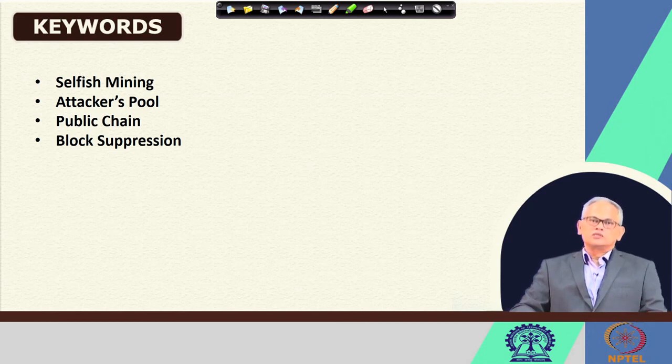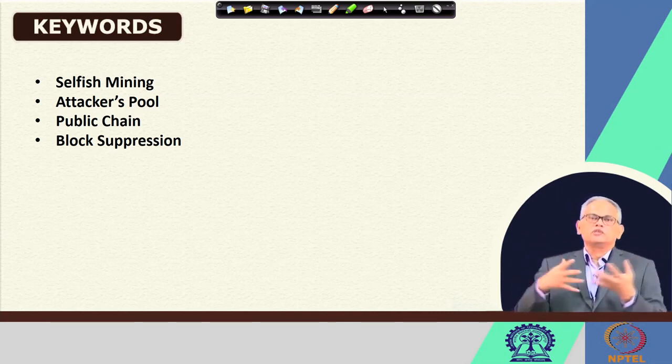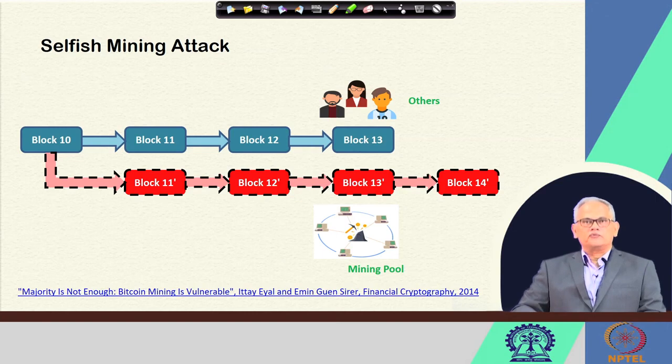So, one of the keywords that we have is of course the public chain, but by that we do not only mean that it is a public blockchain. As we will see, there will be an attacker's private chain and there will be one which is known to everybody, which we will denote as public chain. That is one of our keywords, and also we will see that these attackers would carry out the attack by suppressing the blocks they have mined. So, that is something very interesting. So, let us look at this particular selfish mining attack, which indeed you will find very interesting.